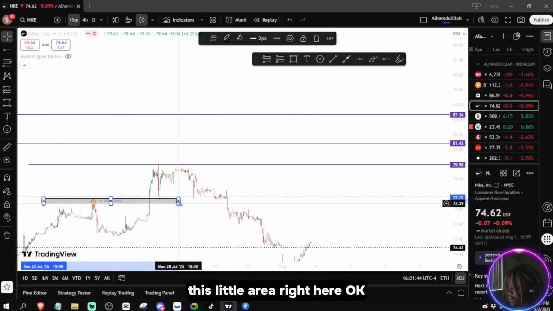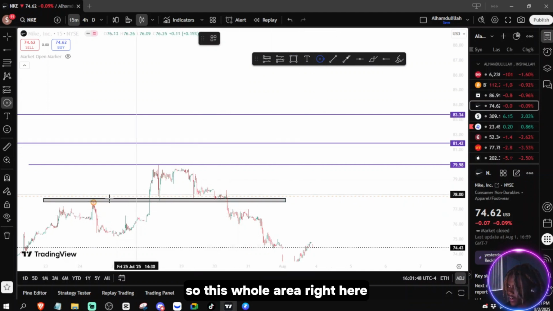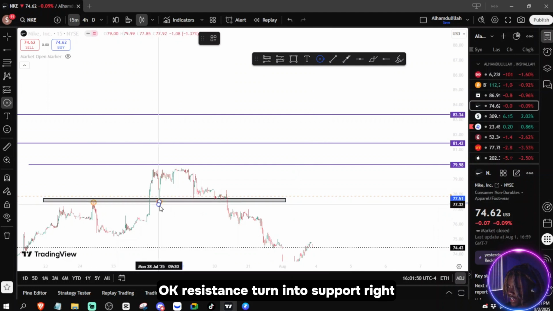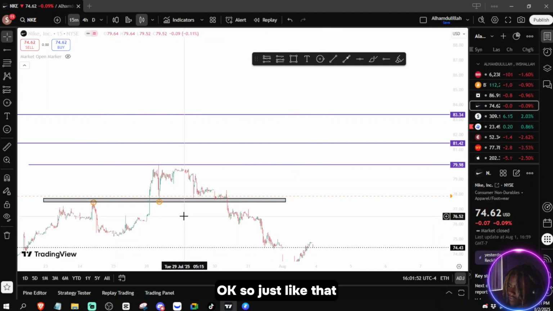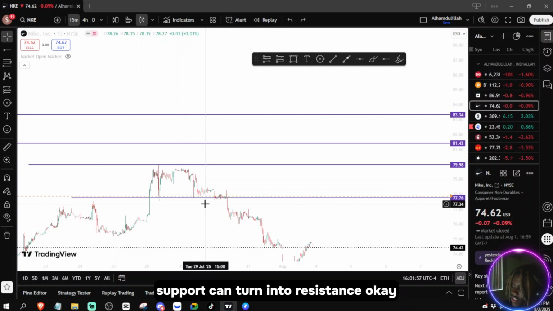This little area right here, okay? So this whole area right here, resistance turns into support, right? Okay, so just like that. Support can turn into resistance, okay? So support can turn into resistance.